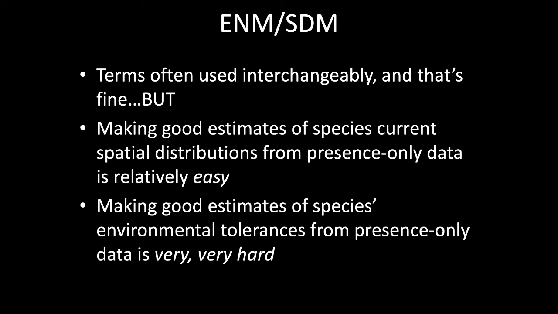So making good estimates of species' current spatial distributions from presence-only data is actually relatively easy, as long as you've got a decent-sized data set that's sampled relatively well. Estimating species spatial distributions is not too hard at all. However, using that same sort of data to make good, reliable estimates of species responses to a set of environmental gradients is actually quite difficult. And I'm not convinced that we're half as good at it as we like to think we are as a field.